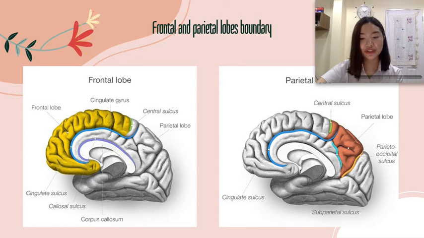So in this picture, you can see the frontal lobe boundary. In the first picture, the boundary includes the central sulcus in the green line and the cingulate sulcus in blue. And for the next picture, this is the parietal lobe. It's separated by the central sulcus in green, the subparietal sulcus in light blue, and the parietal occipital sulcus in yellow.